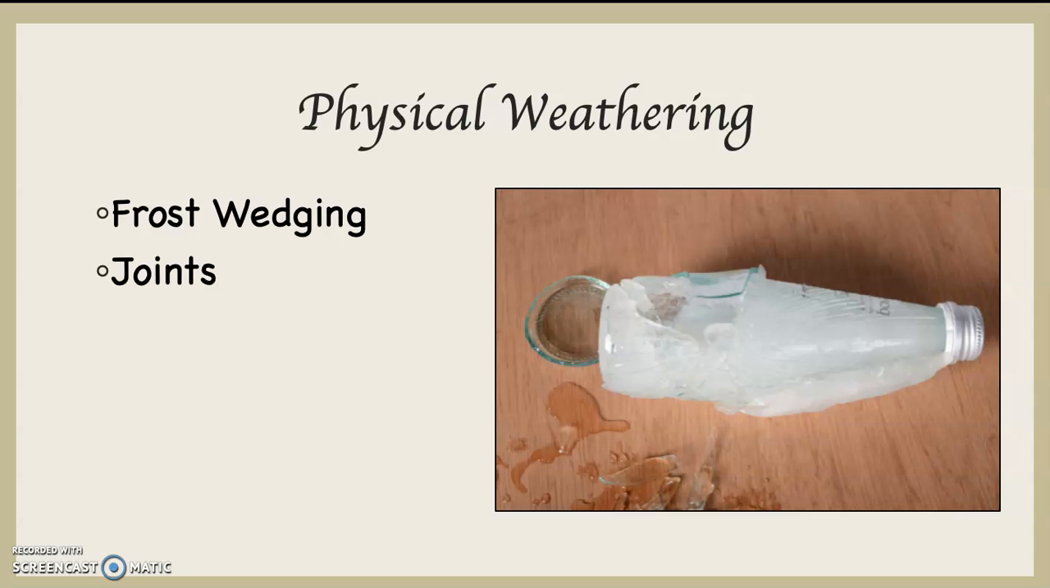Once you break the rock down through frost wedging, it will fall and then accumulate at the base of a cliff. That material that accumulates at the base of the cliff is called talus, or if it's shaped in a conical way, a talus cone. This is the accumulation of rock debris that's found at the base of a cliff where physical weathering has occurred.